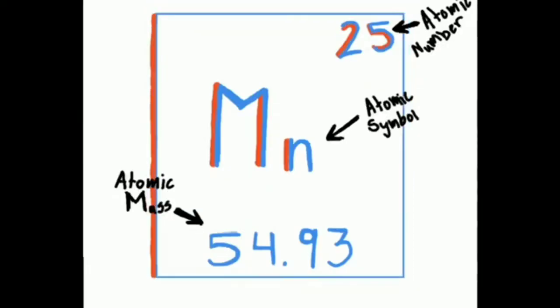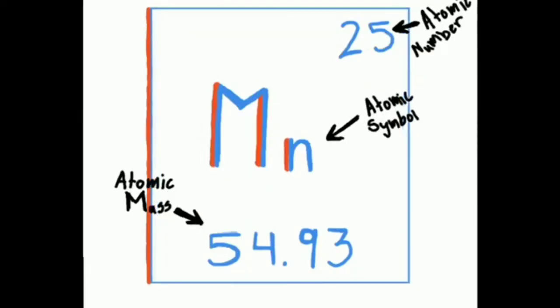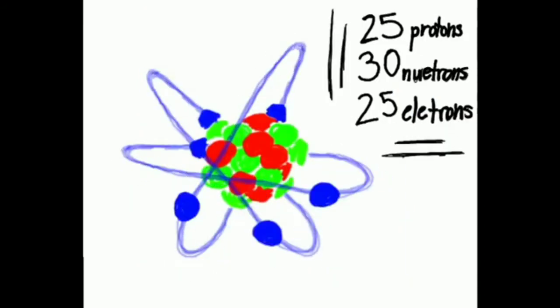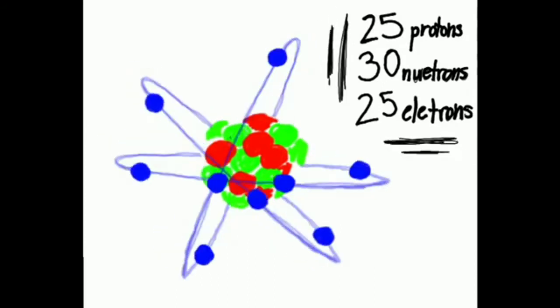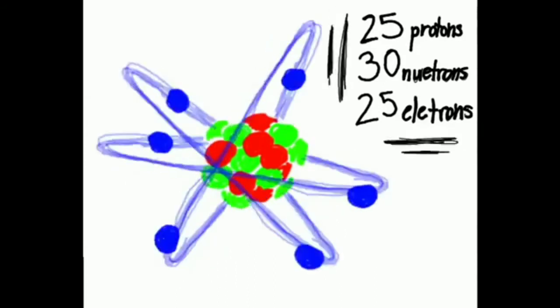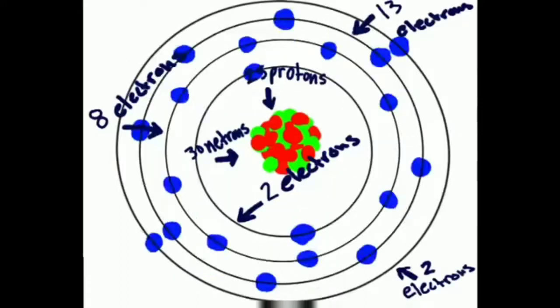The atomic symbol for manganese is Mn. Its atomic number is 25 and atomic mass is 54.93. It has 25 protons, 30 neutrons and 25 electrons. This is where all the electrons of manganese are placed on every shell.